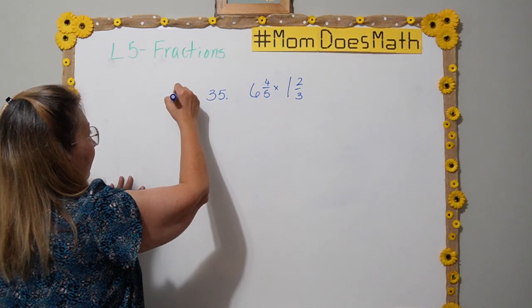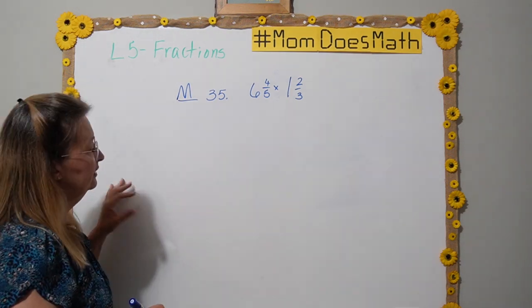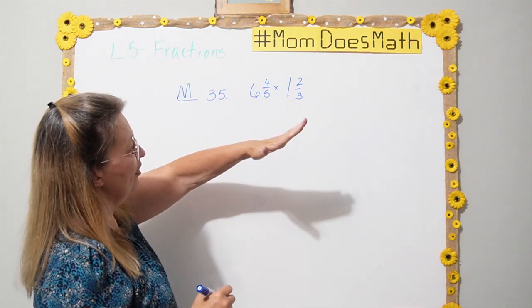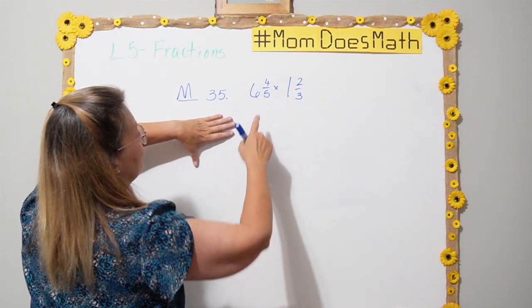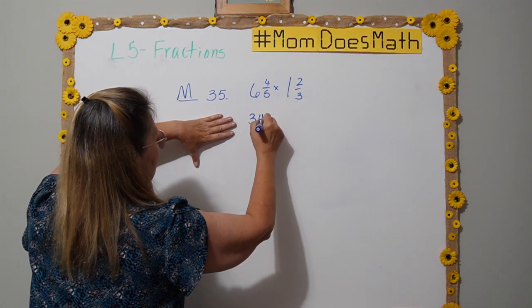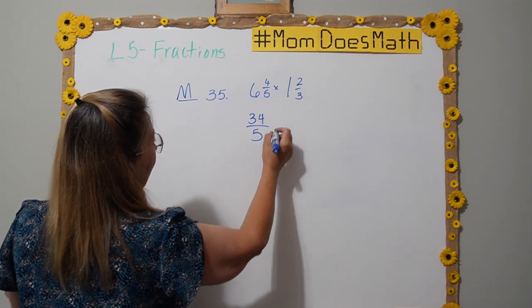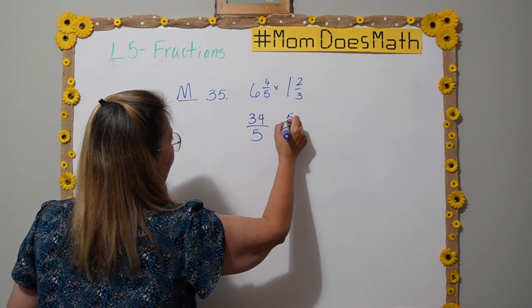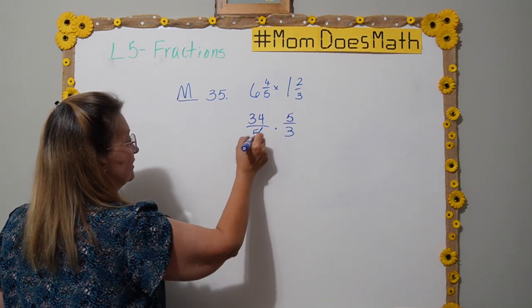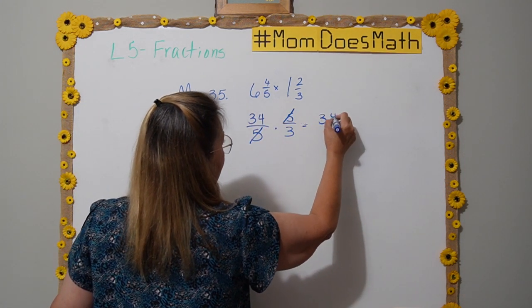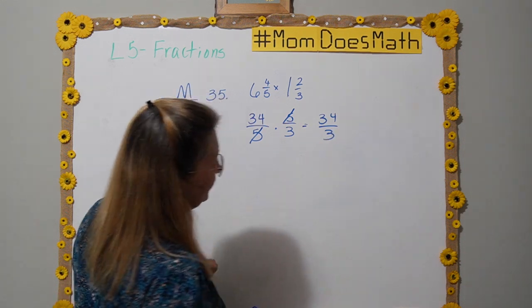Okay, number 35 is multiplication. So let's go ahead and change these to improper fractions and then multiply across the top and across the bottom. 5 times 6 is 30, plus 4 is 34 over 5, times 3 times 1 is 3, plus 4 is 5 thirds. And you see it, these two can cancel out. So what you get is 34 over 3.